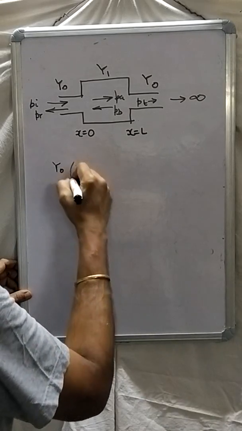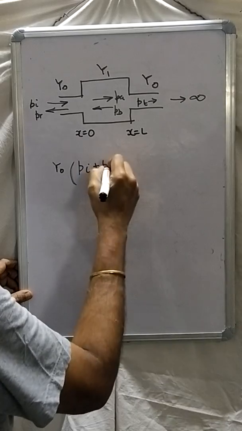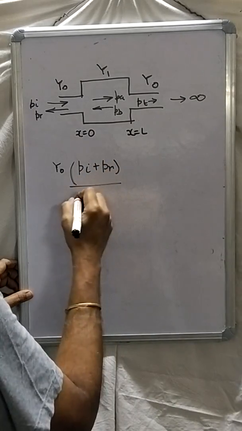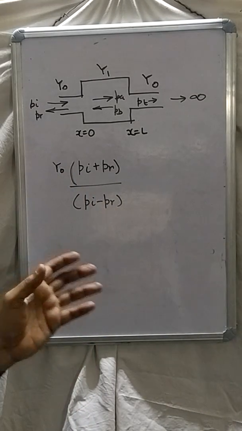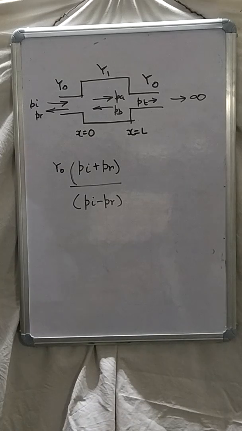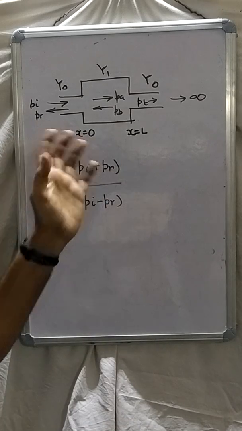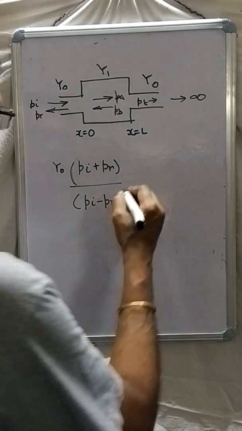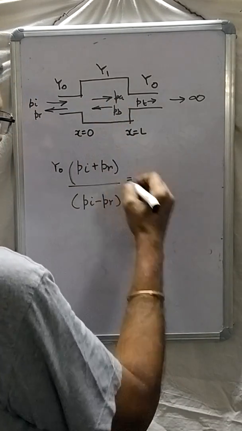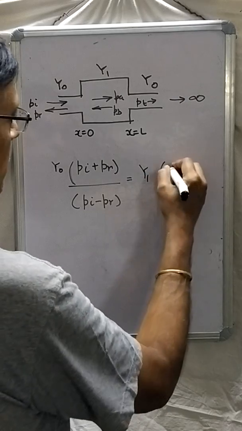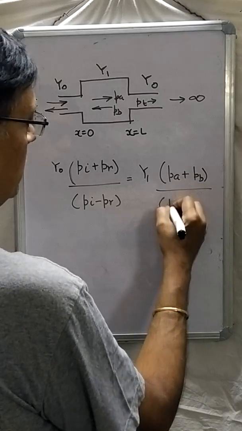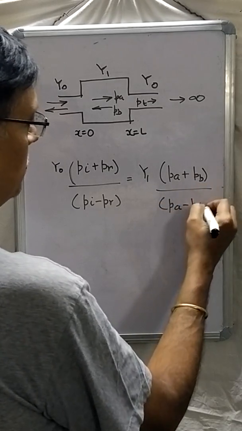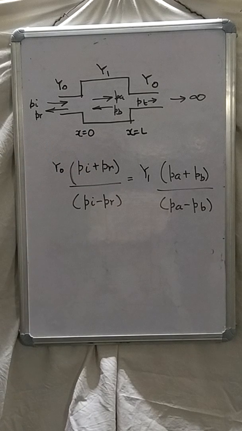So I have Y0 into Pi plus PR, which is the pressure, and my Pi minus PR. Remember, Pi minus PR by Y0 is basically my mass velocity expression. So this is pressure divided by mass velocity, which is what we are looking at. So if I look at continuity across the expansion chamber, then I have Y1 times PA plus PB, which is the notation that I am using for the pressures. The mass velocity is PA minus PB by Y1, and the Y1 of course comes to the numerator. So this is at x equal to 0.